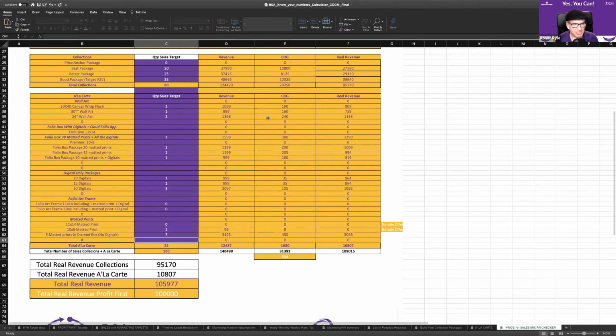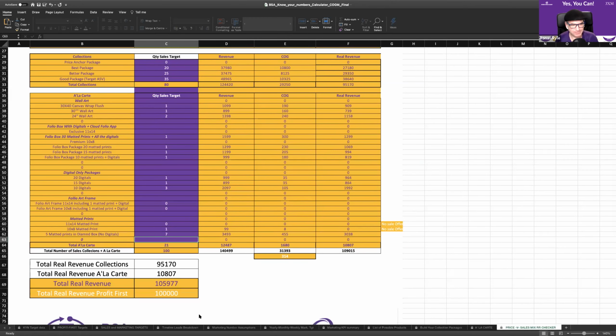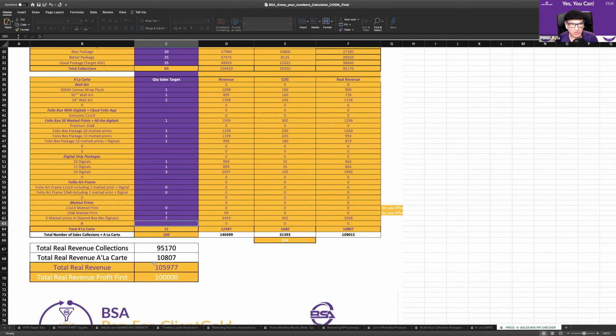Now here's where the magic is. Do you see this? This is now saying that at these prices, with this sales mix, your total real revenue, which is your margin, which is your total sales less your cost of goods, is going to be 105,000. And your business target real revenue was 100,000.